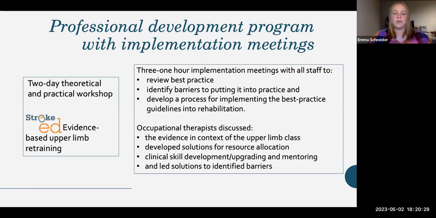The purpose of those meetings was really to review best practice, identify any barriers that we could see locally that would stop us from being able to put that evidence into practice, and then actually develop a process for implementing the best practice guidelines into rehab. We really tried to discuss the overall evidence in the context of the upper limb classes and what it actually meant. We were very solution focused for resource allocations and really looked at developing clinical skill development, providing mentoring, and really tried to lead solutions to identify any barriers that we had found. So this was all very personalised and targeted.